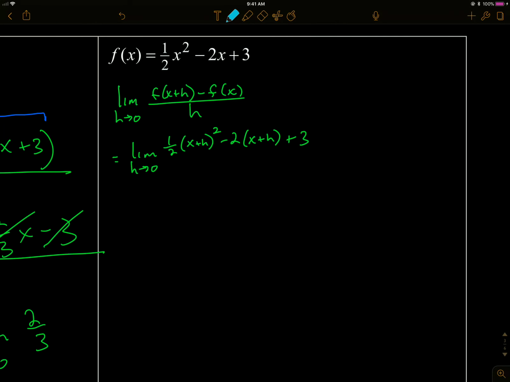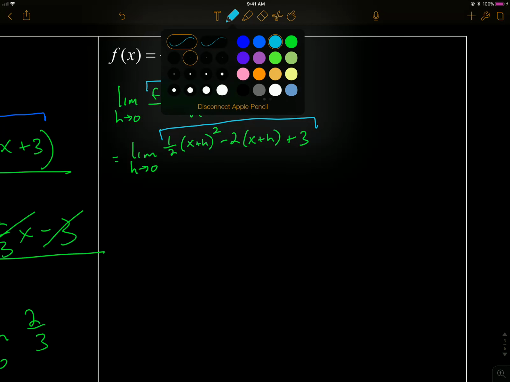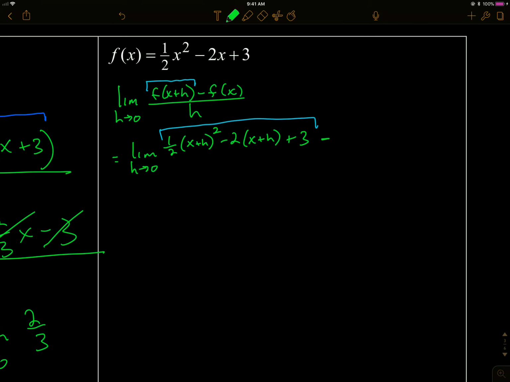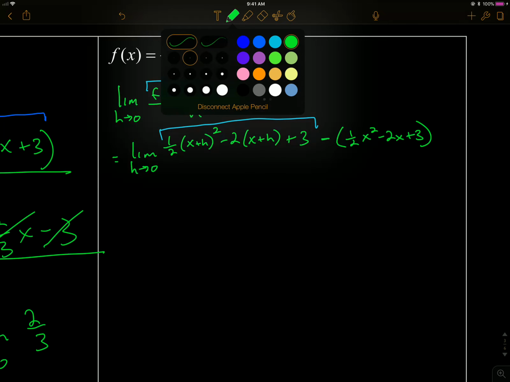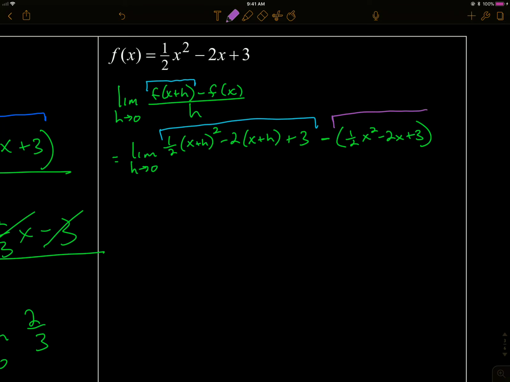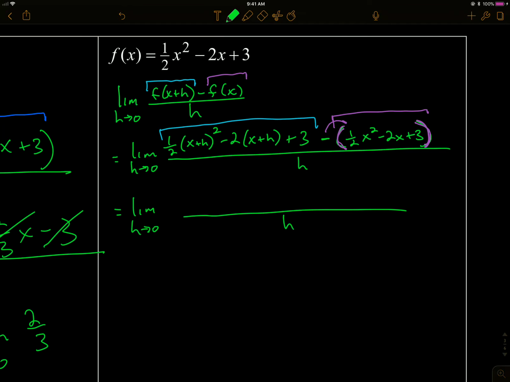So this part replaced this part. Minus f of x, 1/2 x squared minus 2x plus 3. That part, let's go purple, is that part there. Don't forget your parentheses, right? So that negative sign gets distributed, all over h. Direct substitution does not work because I'm dividing by 0, so I've got to cancel that h out of there. I'm always writing the limit until I actually do direct substitution.